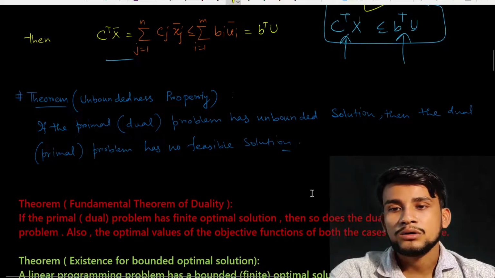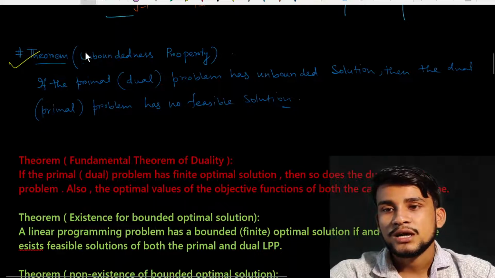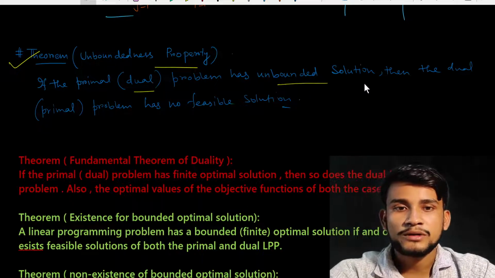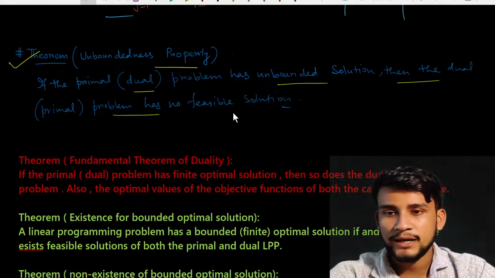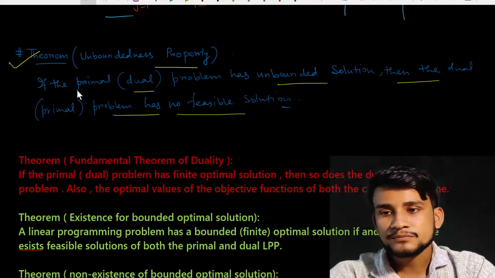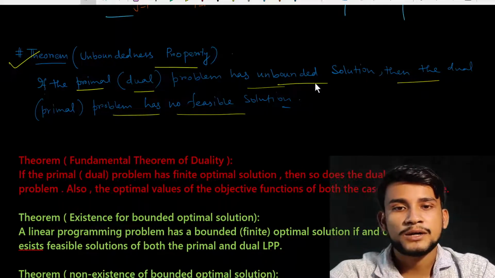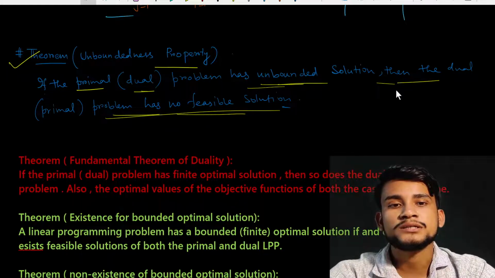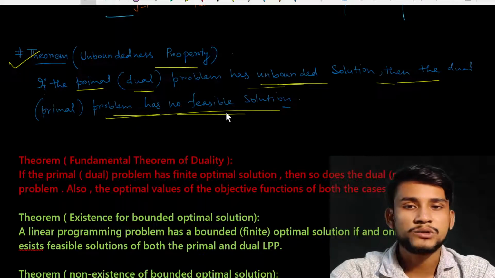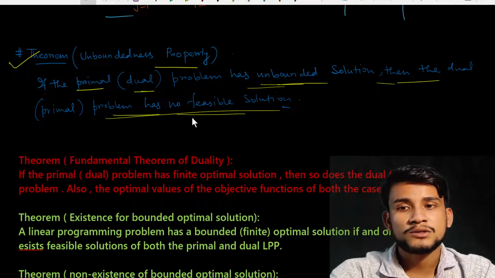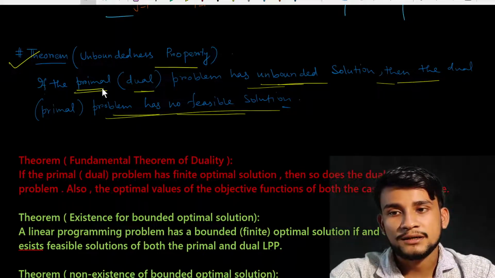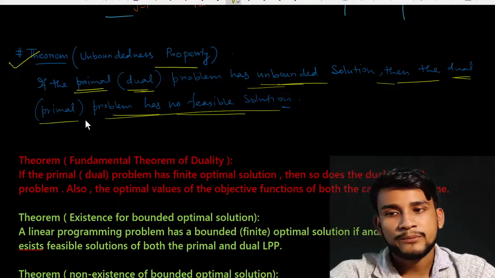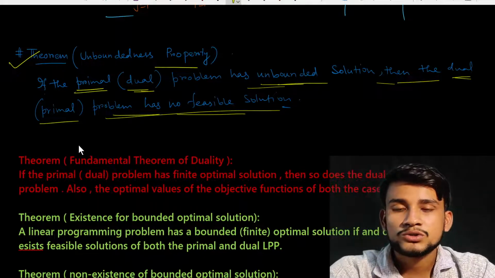Now let us come to another theorem, which is the unboundedness property. If the primal or dual problem has an unbounded solution, then the dual or primal problem has no feasible solution. First read it this way: if the primal problem has an unbounded solution, then the dual problem has no feasible solution, and if the dual problem has an unbounded solution, then the primal problem has no feasible solution. You can read these types of theorems like this: when you say primal, you read the bracketed term, and when you read dual, then the other. This is the rule to study these types of theorems.